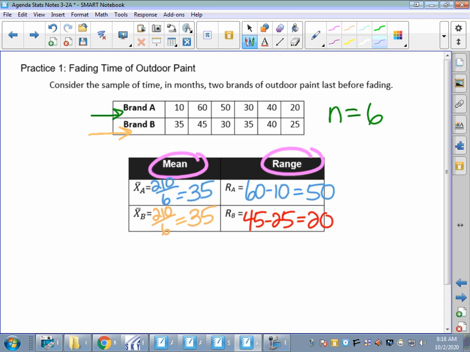So based on the average or the mean time that it lasts before fading, it's a toss-up. Buy either one. Based on the range, would you have a preference which one you bought, brand A or brand B? Well, because the data is so close, I feel like brand B is going to be our better bet, because in brand A, we could start fading in 10 months, or we could last 60 months, 5 years. There's such a large range. So the range tells us more about this data. Brand B would probably be a better option. So range tells us something, how spread out the data is.